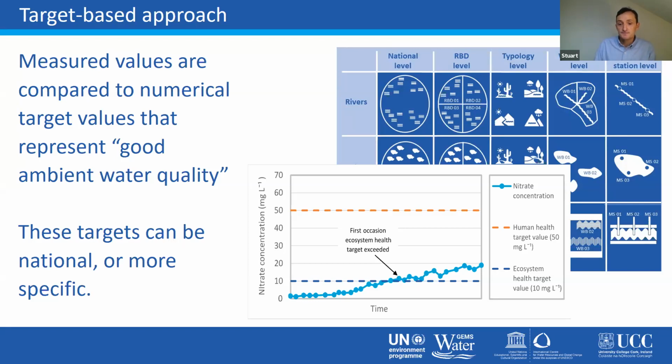Countries set their own target values, and the best approach is to set different target values for different water body types. So you'd have one set for rivers, another for lakes, another for groundwaters. National targets that apply to all water bodies of one type across the country can work, but we encourage that countries set more specific targets, for example, based on the reporting basin district or a river typology. So, for example, an upland river may have a different target value to a downstream, lowland river. There is a specific technical document available on the indicator support platform, which talks about nothing else than target values.